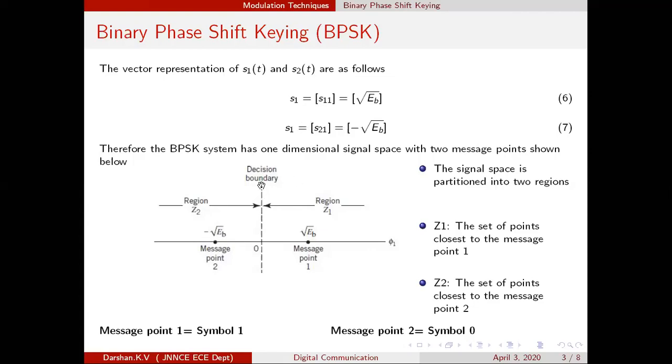Now a boundary has been shown in the dotted line to distinguish the two regions. So what is this first region? The first region belongs to message point 1. What does message point 1 mean? It is nothing but symbol 1. Symbol 1 means S1 of t, or vector form S1. All the things should get into the mind. So I am going a little bit slow, so that you should not get confused. Symbol 1 means, again, they may write it as S1 of t. So be careful regarding that.